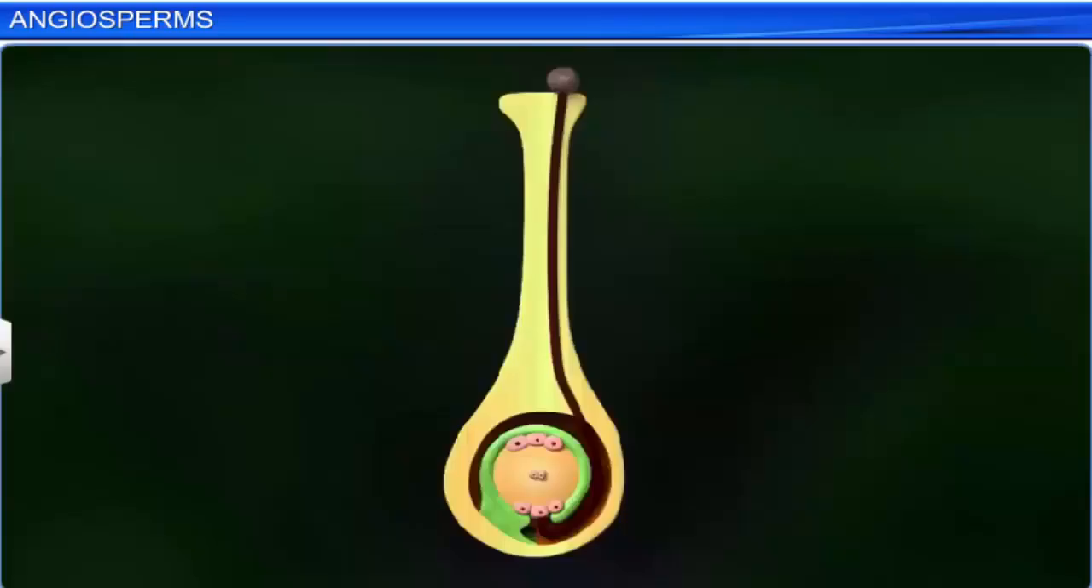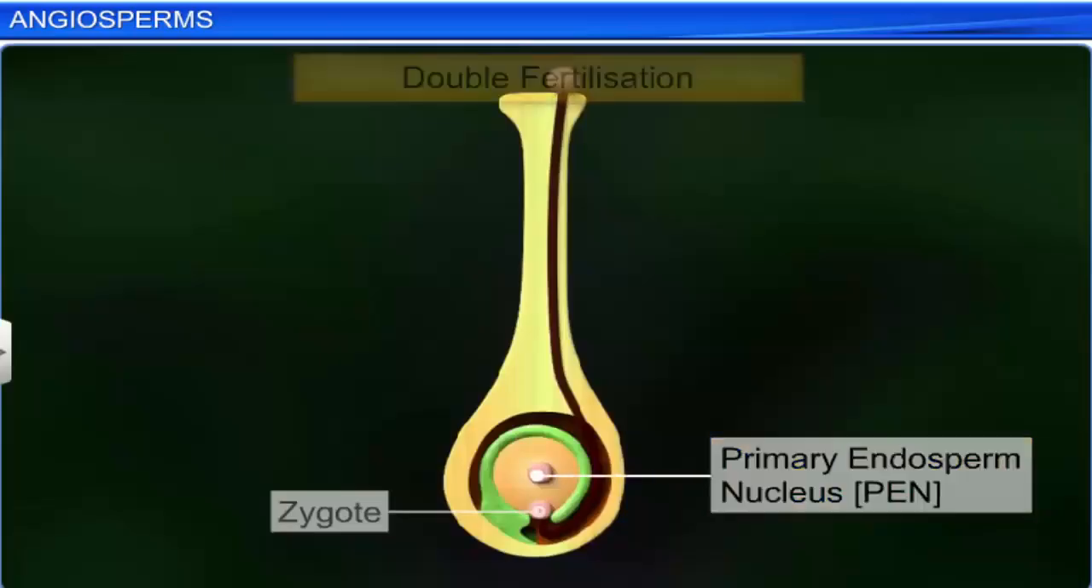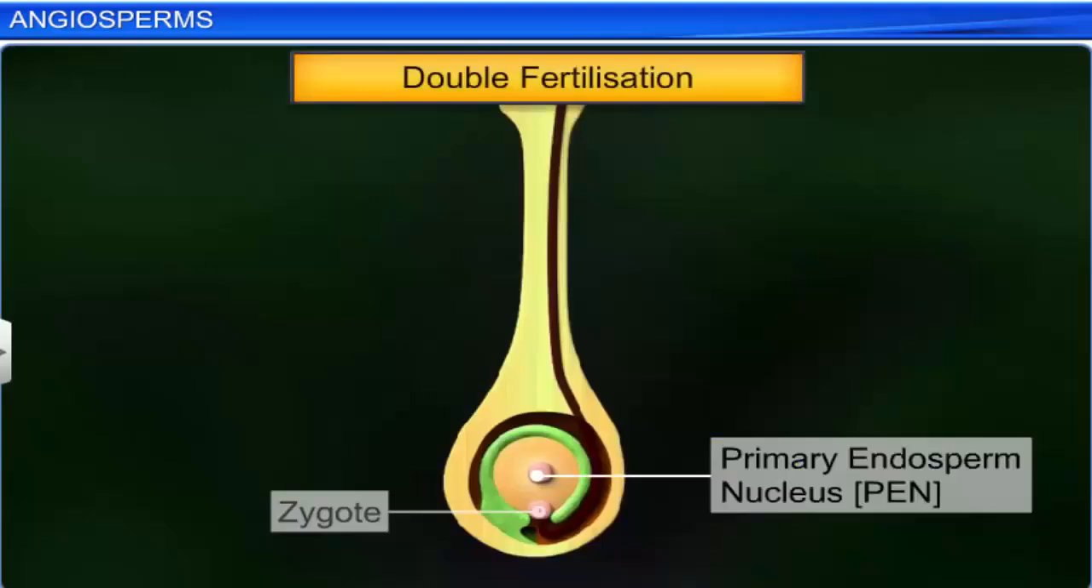Here, the pollen grain germinates and produces a pollen tube. This tube penetrates the tissues of the stigma and style to enter the embryo sac inside the ovule. It discharges two male gametes inside the embryo sac. While one gamete fuses with the egg cell to produce a zygote, the other gamete fuses with the diploid secondary nucleus to produce the triploid primary endosperm nucleus. This event is called double fertilization as it involves two fusions. Interestingly, double fertilization is observed only in angiosperms.